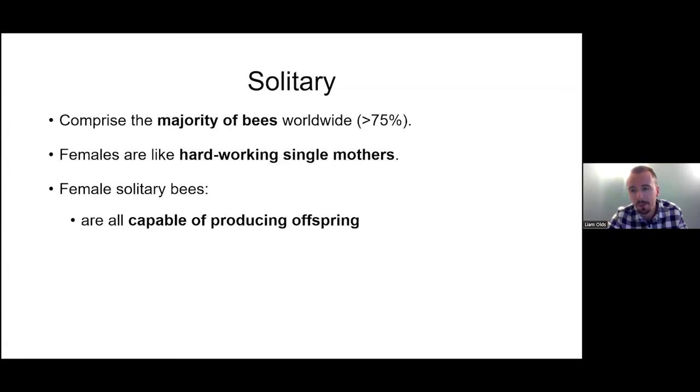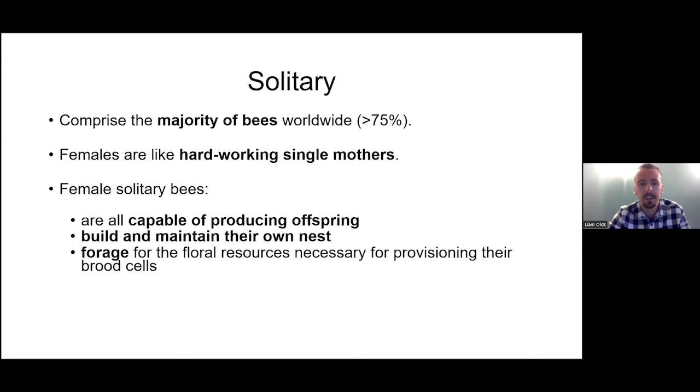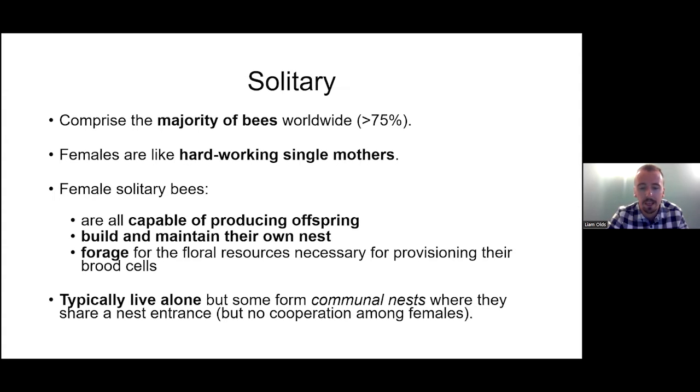They're all capable of producing their own offspring, unlike, for instance, honeybees and bumblebees, where you have sterile workers that raise offspring that are not their own. So all the females are capable of producing their own offspring. The females build and maintain their own nests as well, and then they go out and do all the foraging that is necessary to provide for their offspring, gathering all of that pollen and nectar.